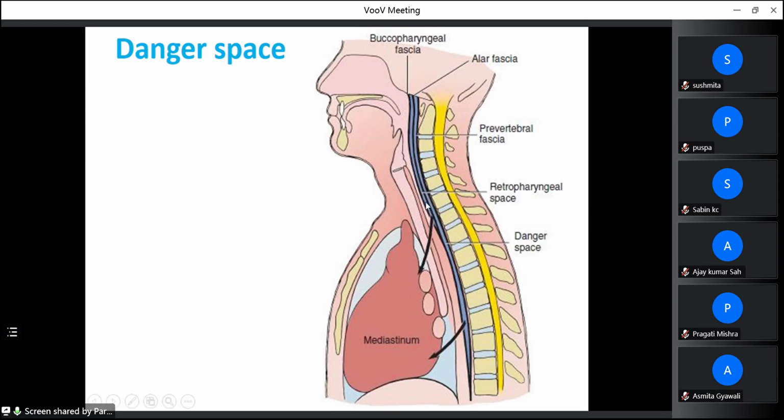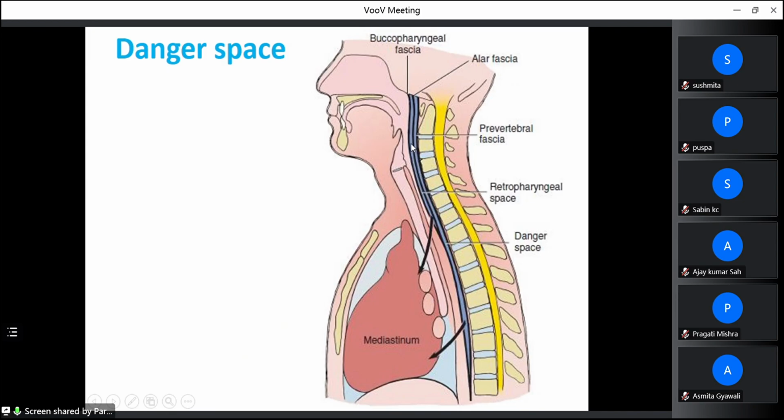And there are fascia. The most anterior fascia is known as the buccopharyngeal fascia. After that, the middle one is the alar fascia. The space present between the buccopharyngeal fascia and alar fascia is the retropharyngeal space. The retropharyngeal space is present in the posterior region, and it is separated from the lateral pharyngeal space by the carotid sheath. The carotid sheath divides the lateral pharyngeal space from the retropharyngeal space. So the retropharyngeal space is present between the buccopharyngeal fascia and the alar fascia.